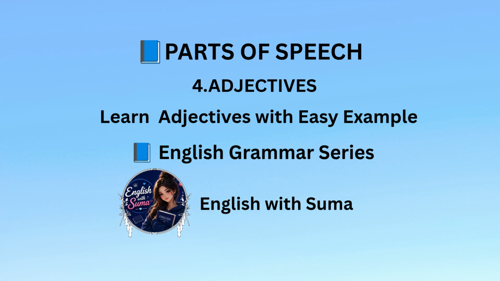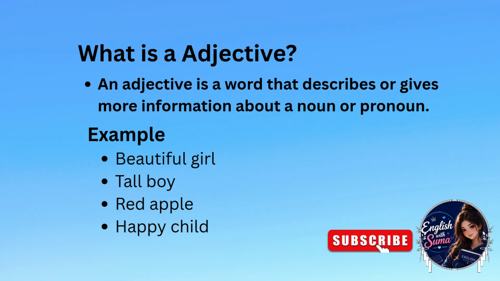In today's video, we're going to learn about adjectives. We'll understand what adjectives are, why we use them, the different types of adjectives, and lots of easy examples. So, let's begin. An adjective is a word that describes a noun or a pronoun. It tells us more about a person, place, animal, or thing. An adjective can describe color, size, shape, age, number, or quality.